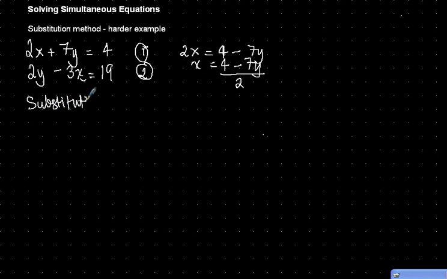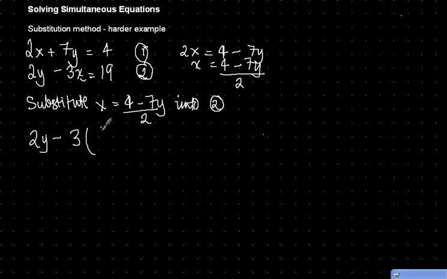So I substitute x equals (4 minus 7y) divided by 2 into equation number 2. Important at each stage to write down exactly what you're doing. So my equation number 2 becomes 2y minus 3 brackets (4 minus 7y) divided by 2, because that is what I have for x, equals 19. And if you look at this equation now, it's an equation that's only got y in it. It doesn't have any x in it, so we can solve it fairly simply.